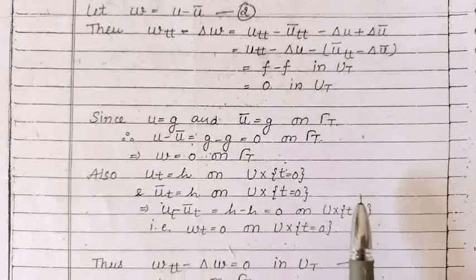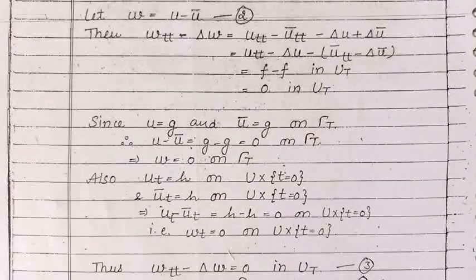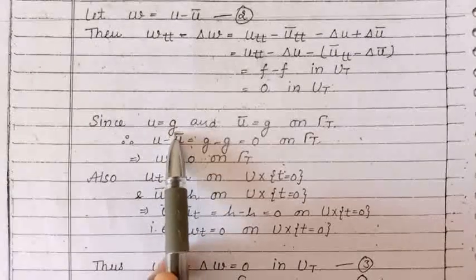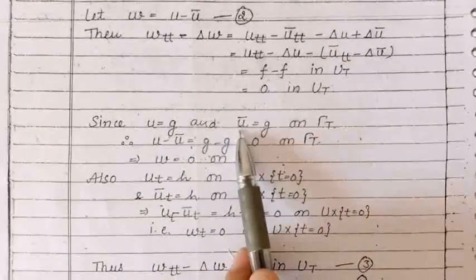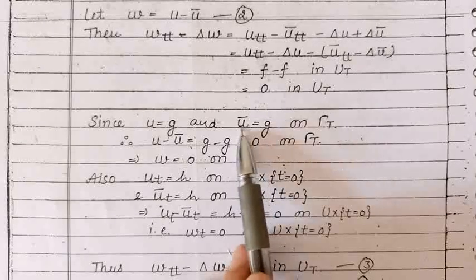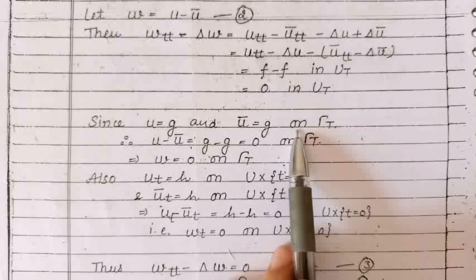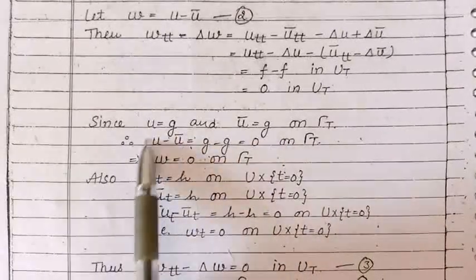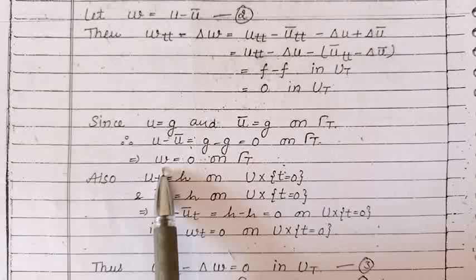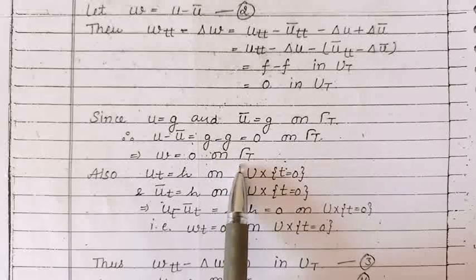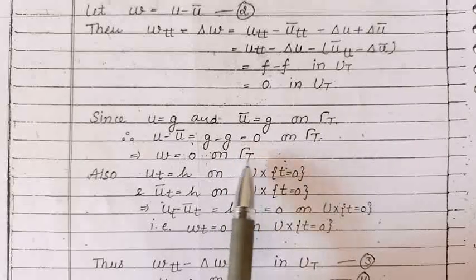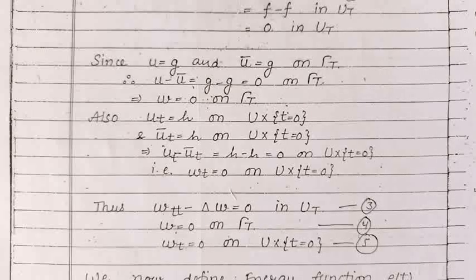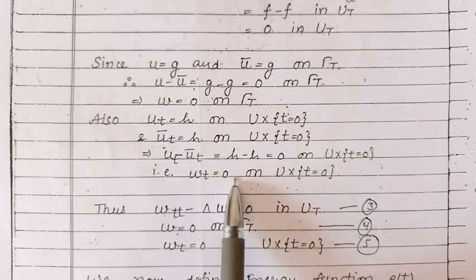Now let us verify that on the parabolic boundary of U_T, the value of w is 0. Now, because we are given that u is g on the parabolic boundary of U_T, and also u bar, being the solution of the given initial value problem, will also have the value g on the parabolic boundary of U_T. So u minus u bar will be 0, and u minus u bar is the function w. So we can say that function w is 0 on the parabolic boundary of U_T, which we have denoted by the symbol Γ_T. Now next we'll prove that when time coordinate is 0, the partial derivative of w with respect to t is 0.